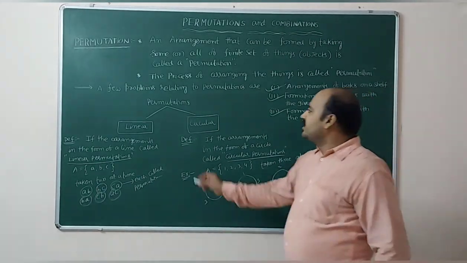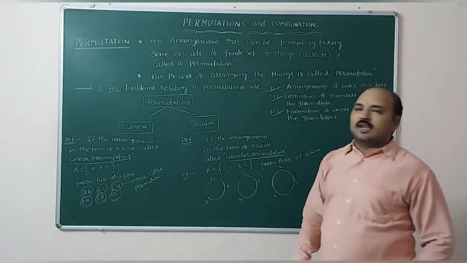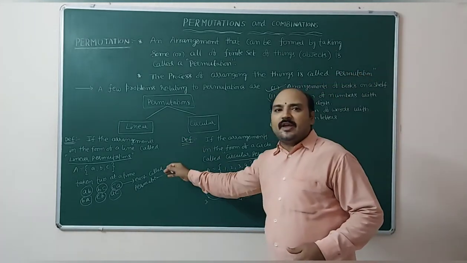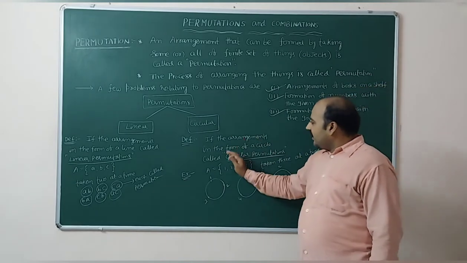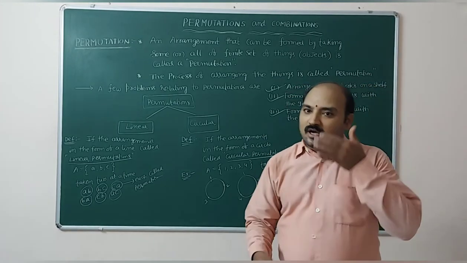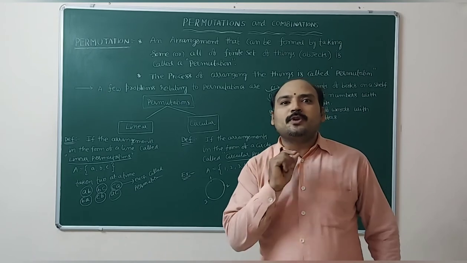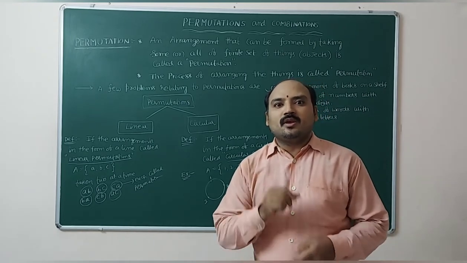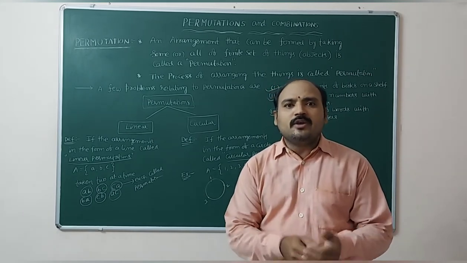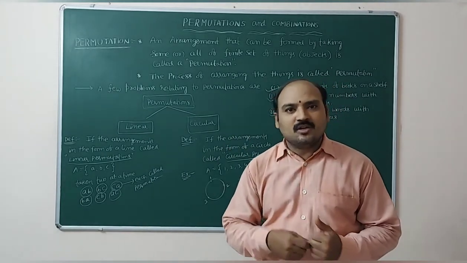This is the way permutations can be divided into two types: one is linear, another is circular. Linear permutation means the arrangements are in the form of a straight line. If the arrangements are in the form of a circle, it is called circular permutation. After circular and linear permutation, we need to discuss the counting principle. It is a fundamental principle, or counting principle. Based on this we have a number of problems; it is a very basic theorem regarding permutations and combinations that we will discuss now.